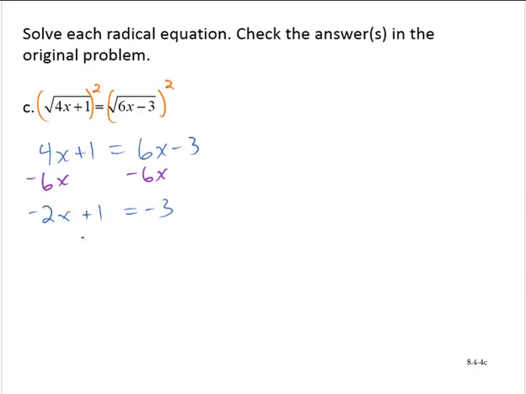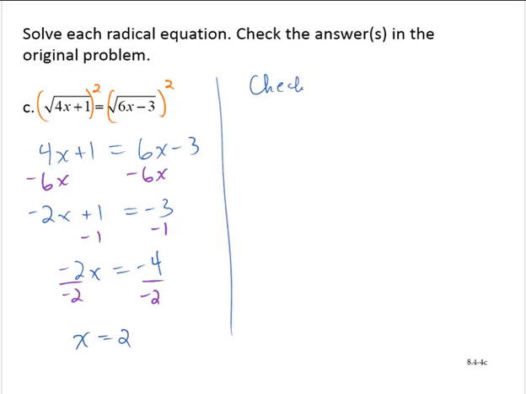I will subtract 1 from both sides. So negative 2x is equal to negative 4. And I'll divide through by negative 2, which yields that x equals 2. Let's check this solution. Is the square root of 4 times 2 plus 1 equal to the square root of 6 times 2 minus 3?